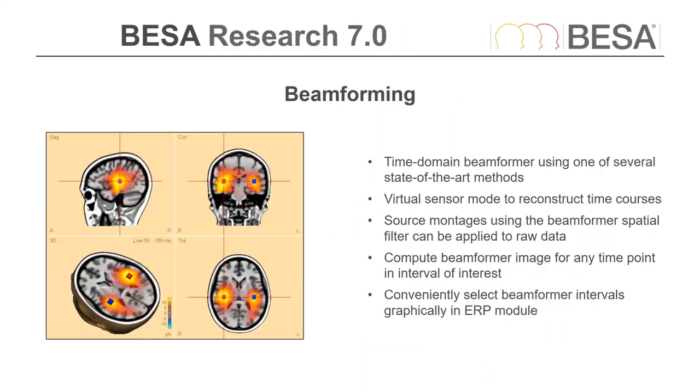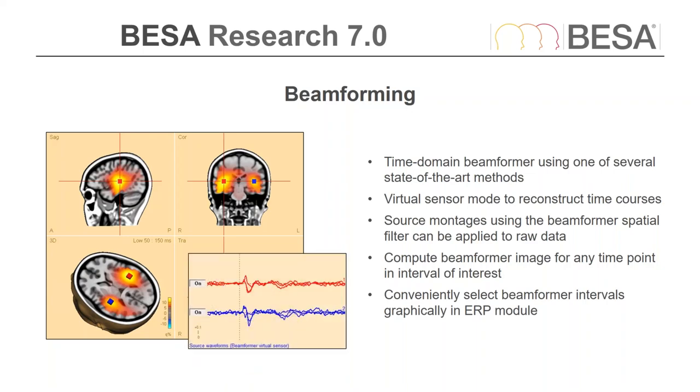The time domain beamformer actually contains a number of different beamformer types. You can browse through the beamformer maxima, and you can create virtual sensor montages at any point of interest. With these, you can then reconstruct the time courses of activation at these locations. Or you can choose the beamformer mode, where the whole beamformer image is recomputed for any time point, which is based on an approach by Sekihara. The relevant beamformer intervals are selected in the ERP module using the butterfly plot of sensor activity.